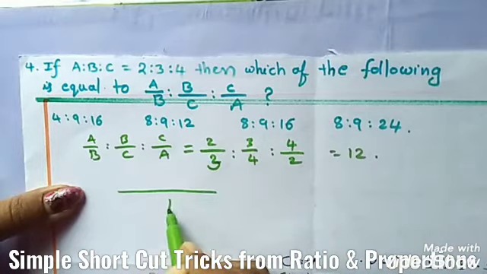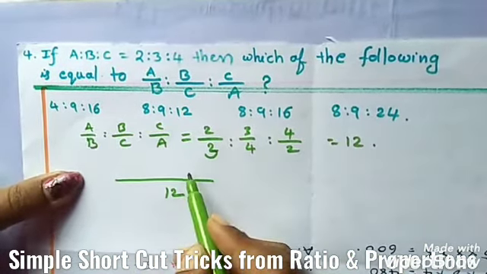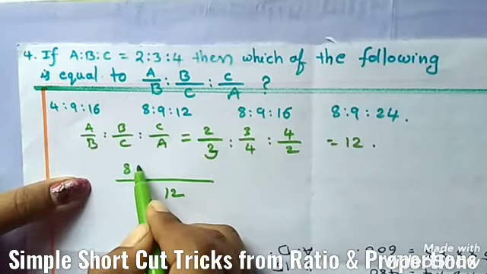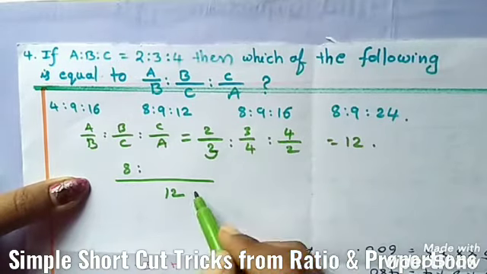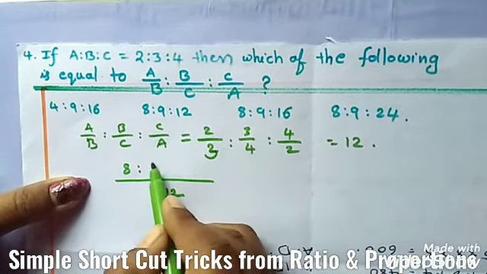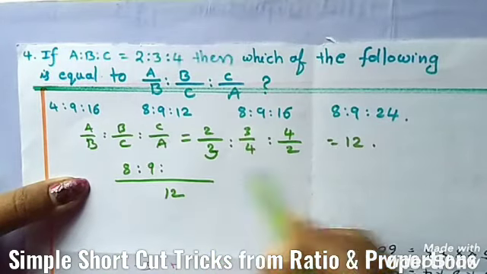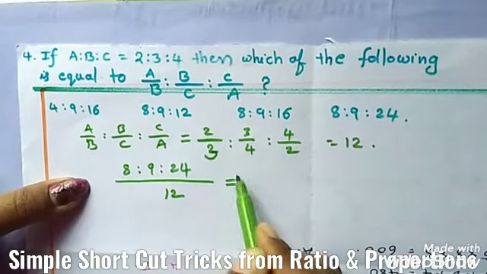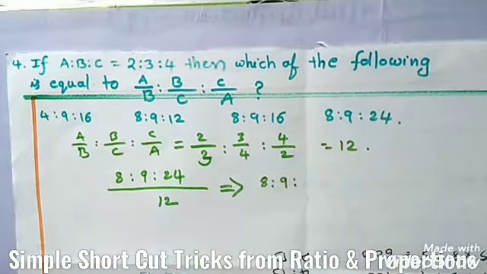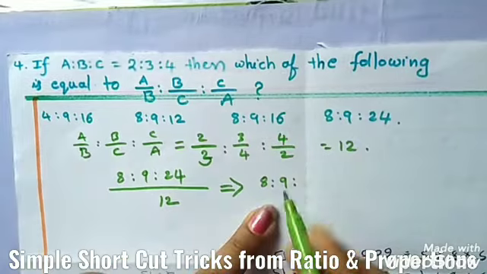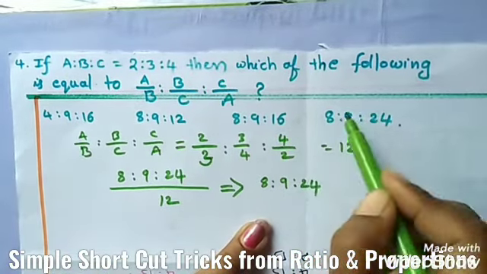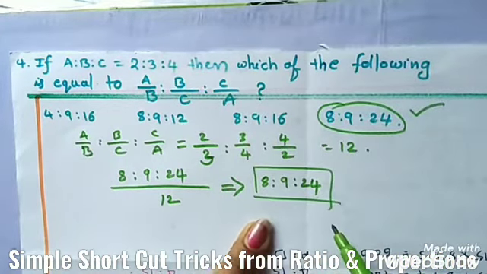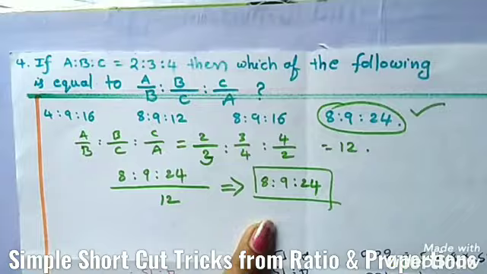Now this 12 should be cancelled here in 3. 4 times 4 is 8... wait, 4 times 2 is 8. In this 4, 12 should be cancelled, 3 times 3 into 3, 9. In this 2, 12 should be cancelled, 6 times 6 into 4, 24. So you can ignore the 12, and 8 is to 9 is to 24 is the answer. Option D is correct. Right. Let us see number 5. Example number 5.